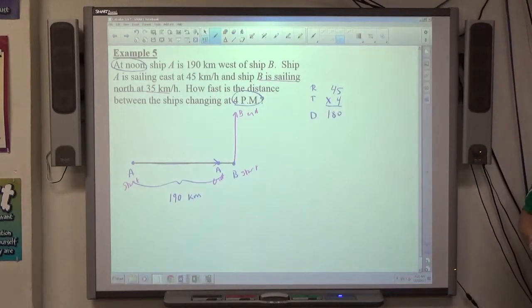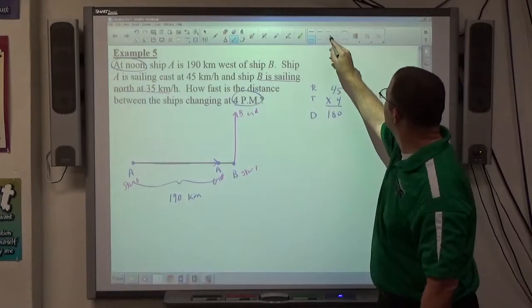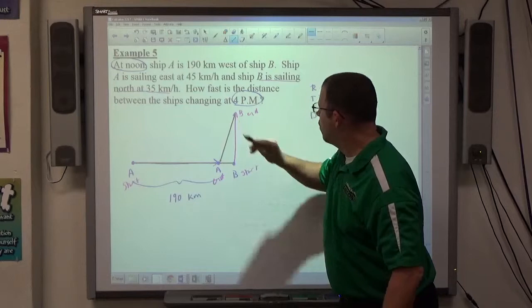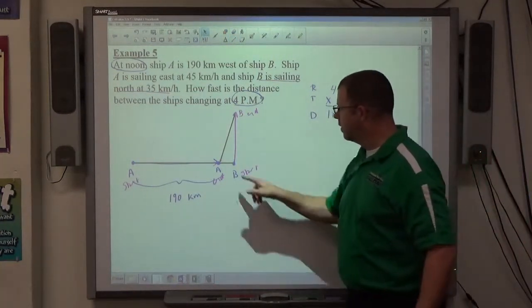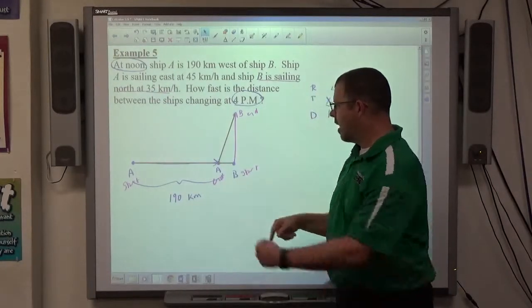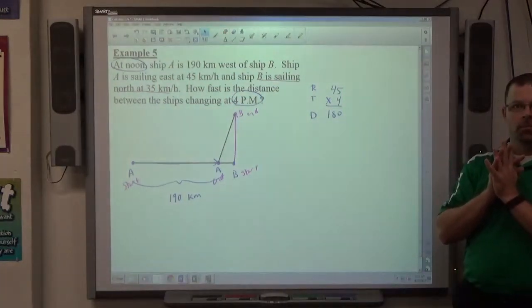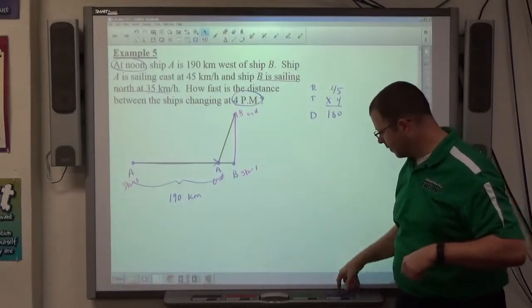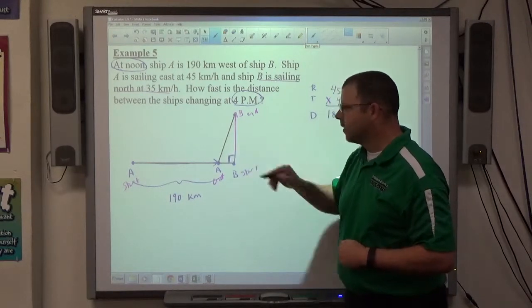Looking at this picture, and again with the idea of I want a right triangle, the question asks, how fast is the distance between the ships changing at 4 p.m.? So their concern for us is how fast is that changing. A is moving this way, B is moving that way. This distance between them is changing. Both ships are moving, and that distance between the ships is also changing. So, consider this, that obviously this is a right triangle.